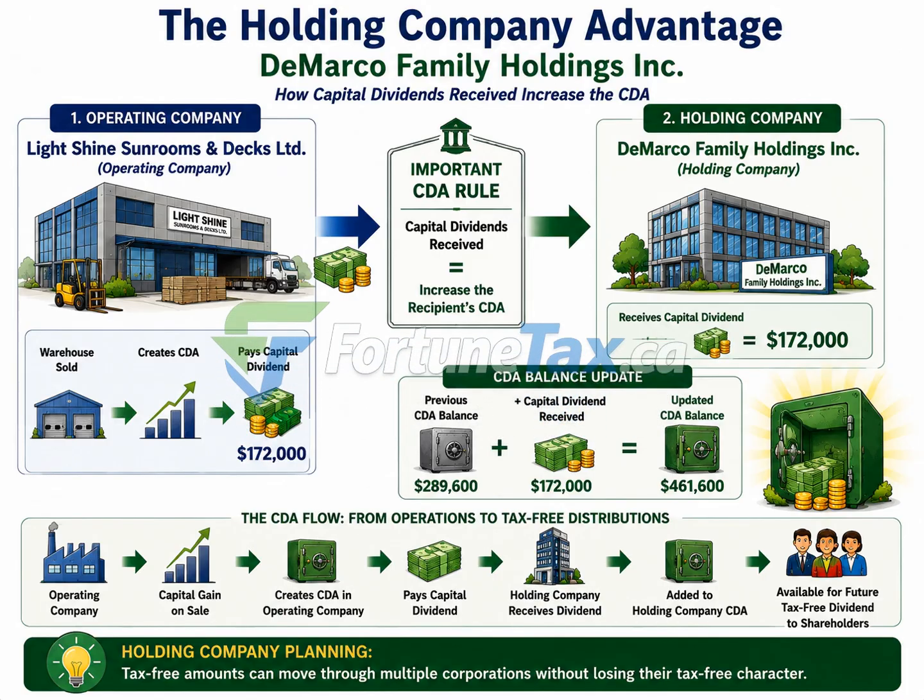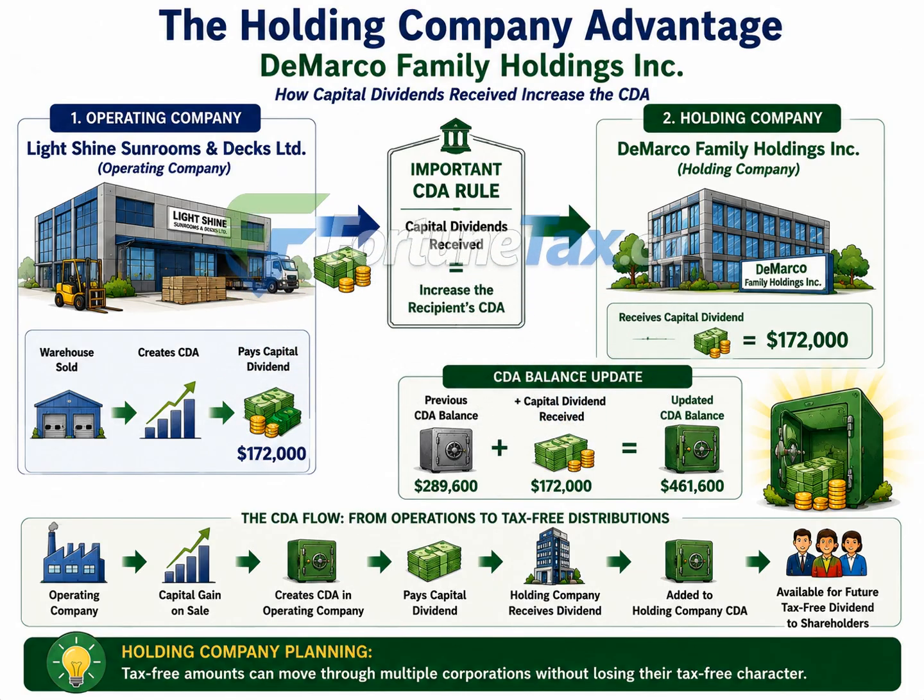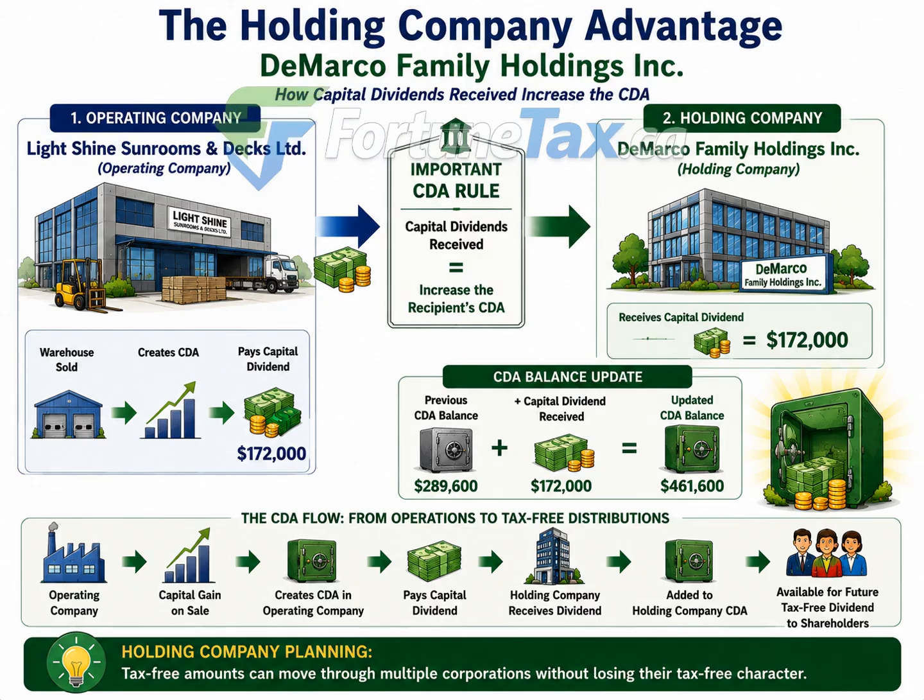Rather than leaving that CDA trapped inside the operating company, the company elects to pay a capital dividend. The capital dividend paid is $172,000. Now let's follow that dividend to the holding company. DeMarco Family Holdings Inc. receives the $172,000 capital dividend. And this is where a very important CDA rule applies.